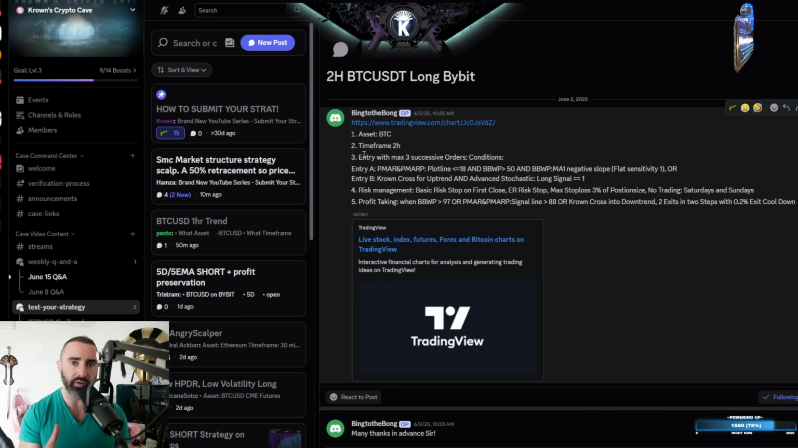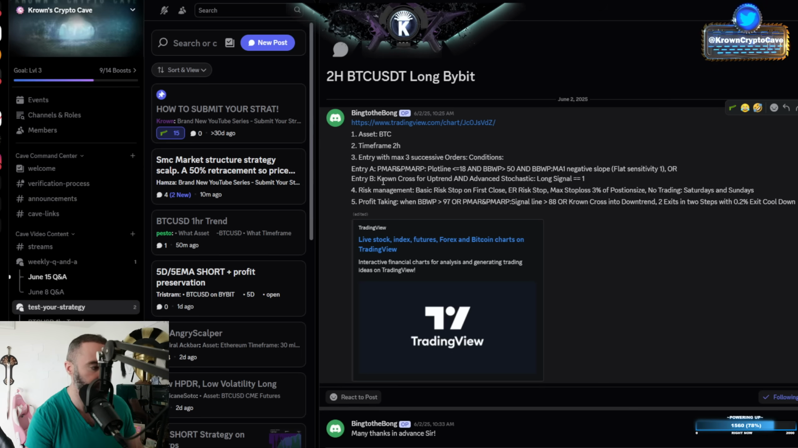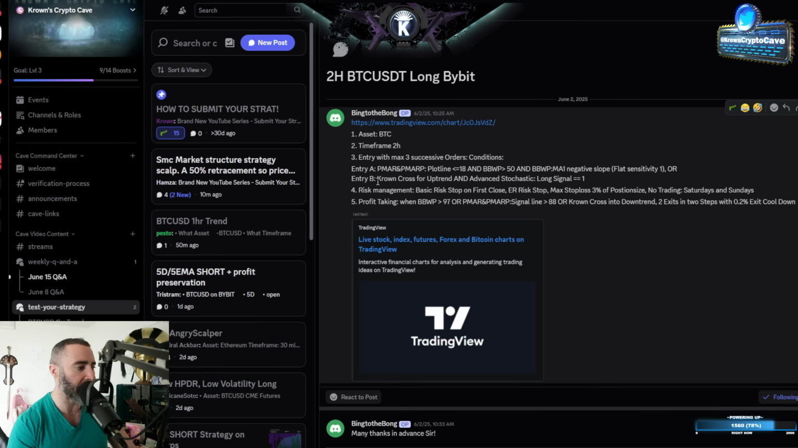However, there's another set of conditions for entry B, or group B as we call it in the skeleton key. That is the crown cross for an uptrend, meaning the 21 versus the 55 EMA, and the advanced stochastic firing off a long signal. It's not that complicated when you break it down like this, but it looks like a lot on the actual skeleton key, which I will show you a little bit later, because that's the whole point.